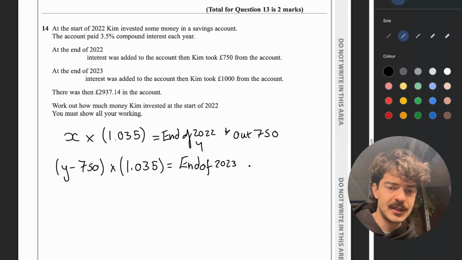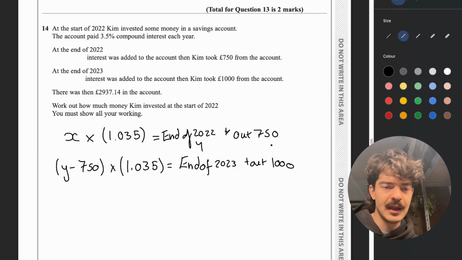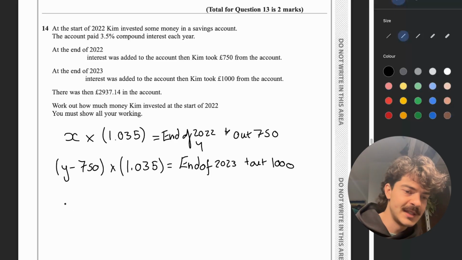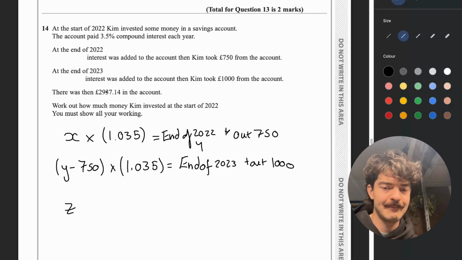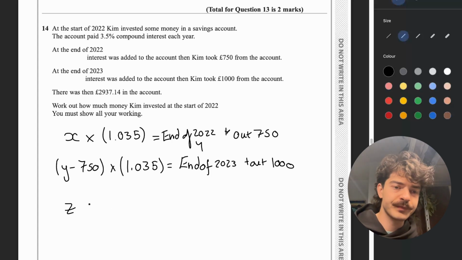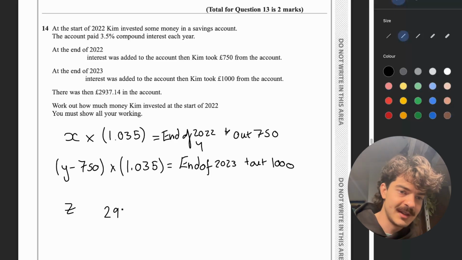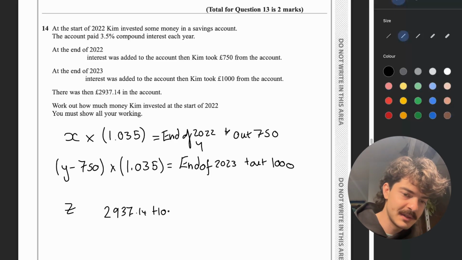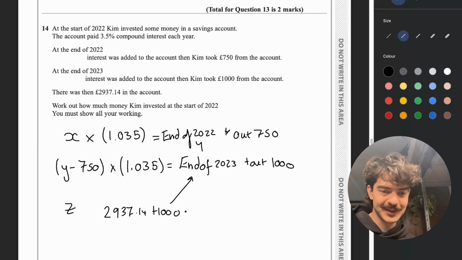And then she took out 1,000. And let's say that after she's taken out that 1,000, we're left with Z. But Z is this amount here. So, how can we work backwards through this? Well, to find the amount that she had at the end of 2023, we need to take this 2,937.14 and add 1,000. That's going to get us to here. 2,937.14 plus 1,000. Hopefully pretty easy. It's going to be 3,000.